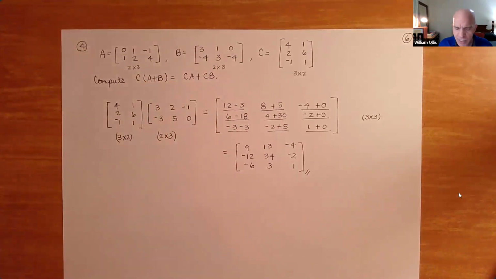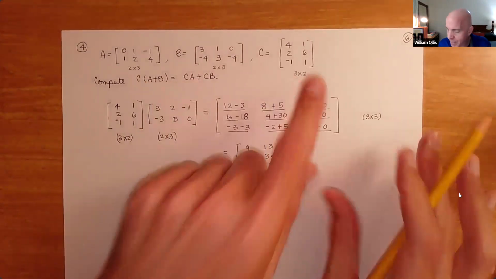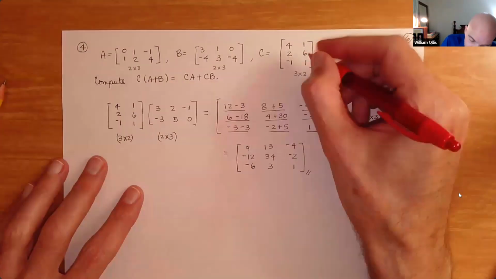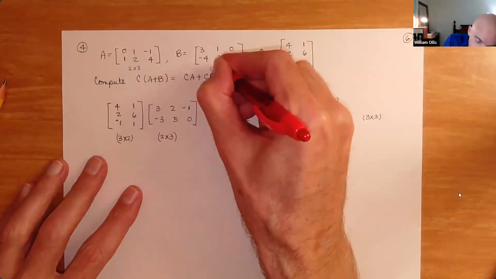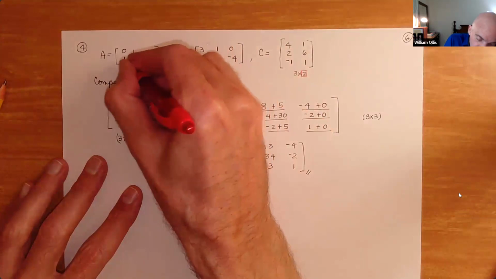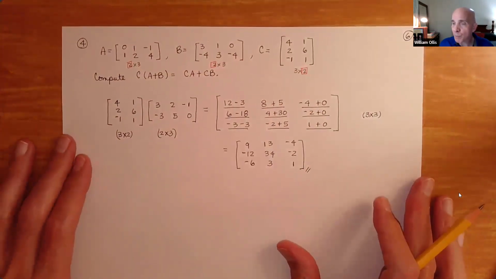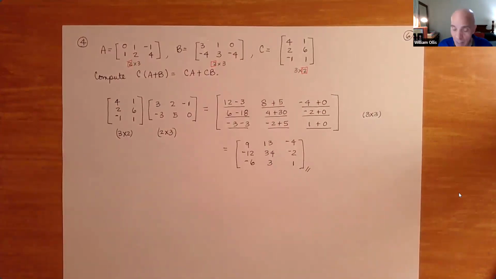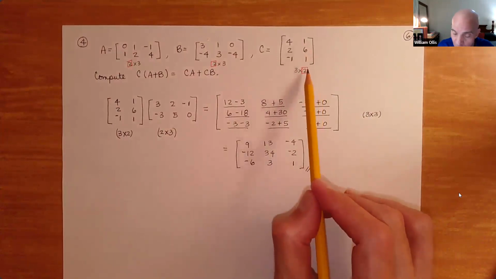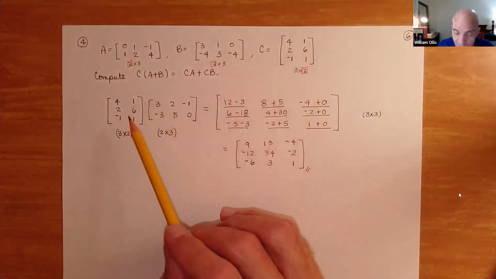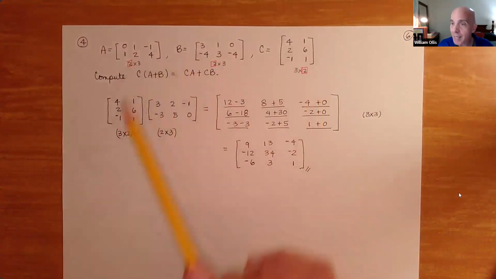So notice, and this is very important, if we have C as the left matrix, we see the number of columns here is 2, and the right matrices have number of rows 2. So we can see that that particular matrix multiplication is defined. Again, the number of columns of the left matrix C is equal to the number of rows of the matrices A and B.